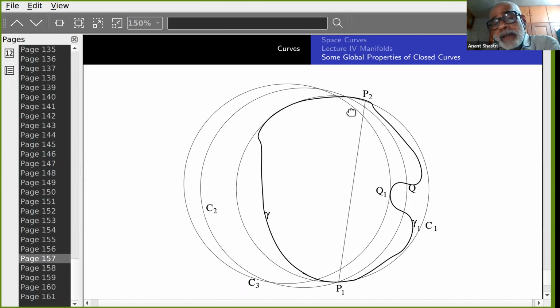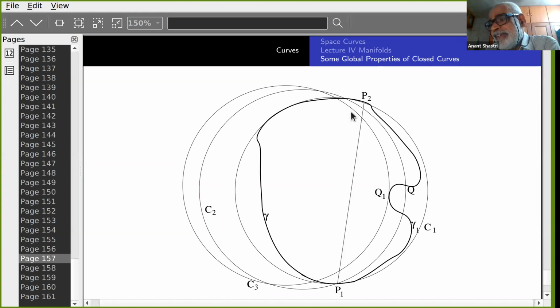But the curve has to be here. It cannot be on this side, right? It's tangential here. The curve has to be inside this one. It cannot cross the perpendicular. At the most, it may be perpendicular when this is a diameter, right? So it has to be here.